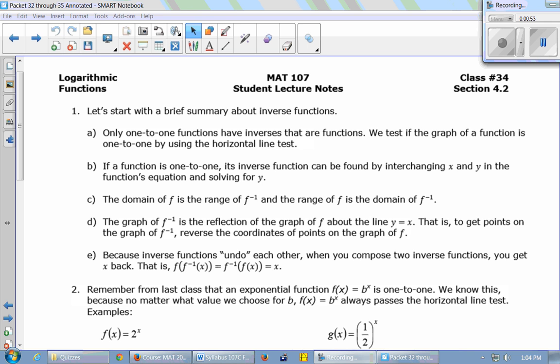The graph of f inverse is the reflection of the graph of f over the line y equals x. That is, to get points on the graph of f inverse, you have to reverse the coordinates on f. Because inverse functions undo each other, when you compose two inverse functions, you get x back, right? So f composed with f inverse of x gives you x, and f inverse of f of x gives you x. It's like a round trip. You plug an x in, run it through the two machines, you get the x back.